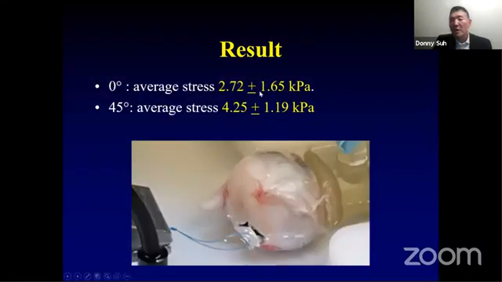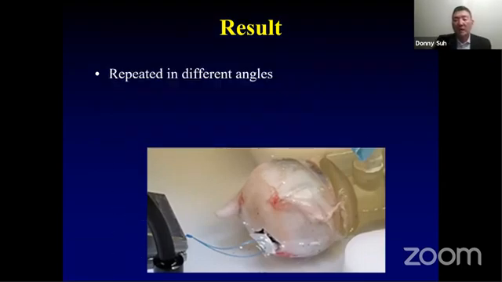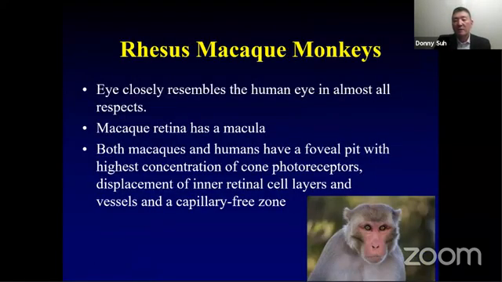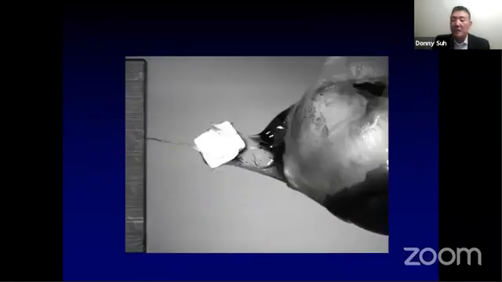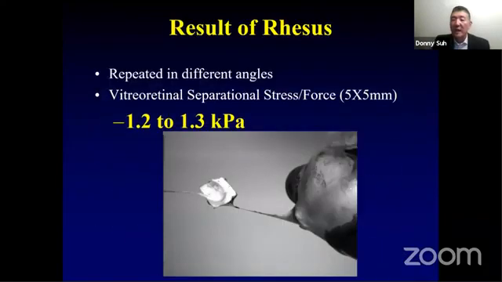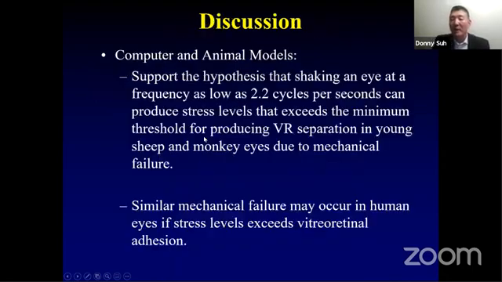So the result was that the average stress was 2.72 kilopascal, and that number increased at different angles. We repeated it at different angles, and we also repeated it with different animals. We used monkeys, and we found that the force was even less for young monkeys, at 1.2 to 1.3 kilopascal.